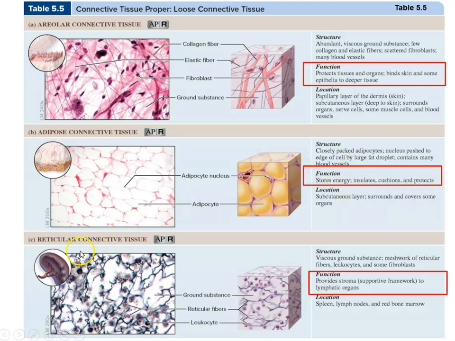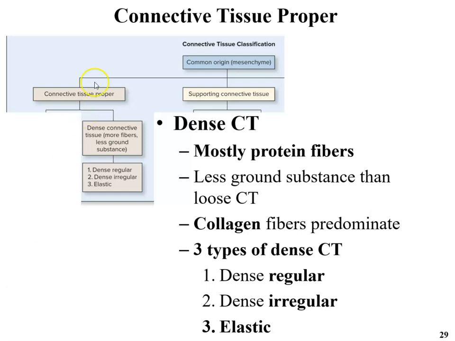Then you have reticular connective tissue, and this is really only found in the spleen, lymph nodes, and in the red bone marrow. And its function is it provides stroma, or a supportive framework, to lymphatic organs. Next, in connective tissue proper, you have dense connective tissue. And you're going to see this is mostly protein fibers, much less ground substance than in loose connective tissue. And you're going to see a lot of collagen fibers in dense connective tissue.